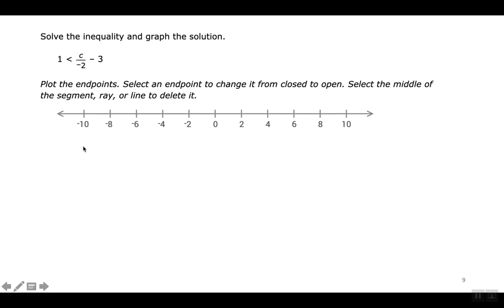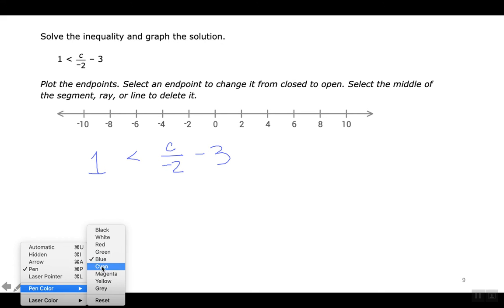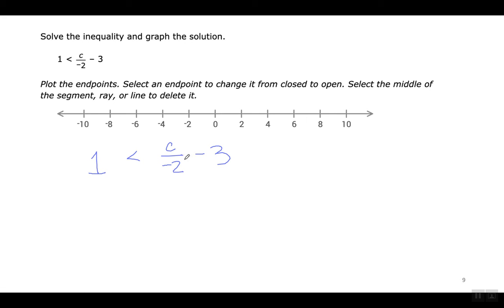We have about 2 more examples that I'm going to do. So on this one, I'm trying to get the variable c by itself. As I've said before, the number that's with the variable, I move last. I'm first going to get rid of the minus 3 by adding 3 to both sides. When I add 3 to both sides, I'll have 4. And on the right hand side, I'll have c divided by negative 2.